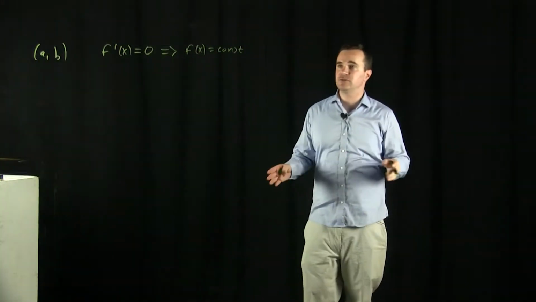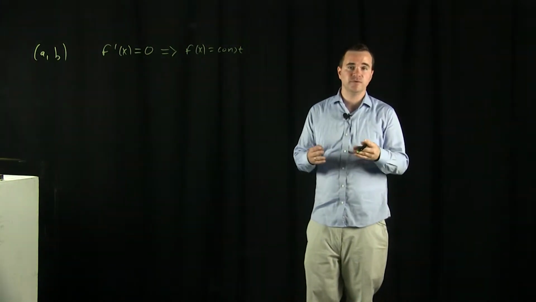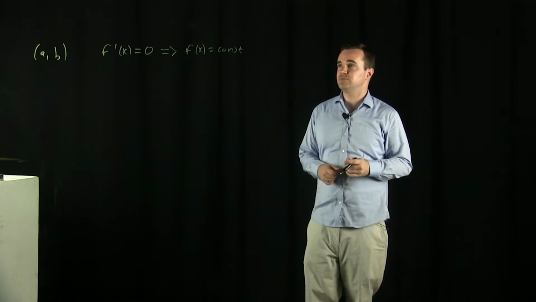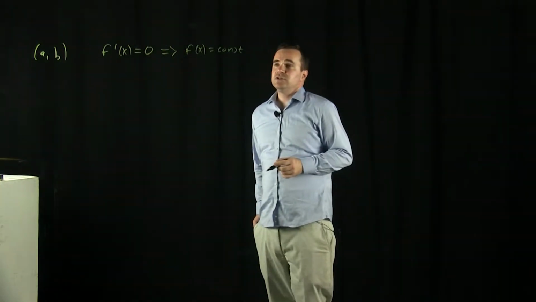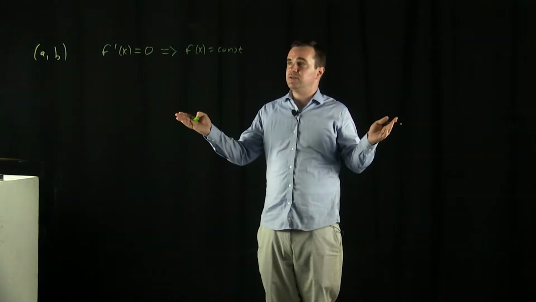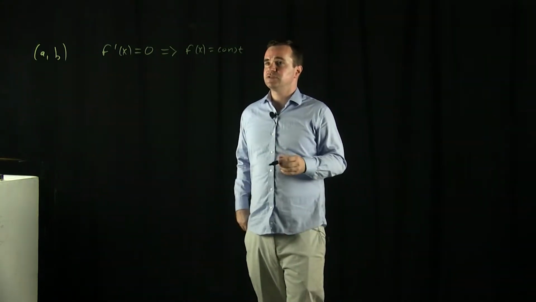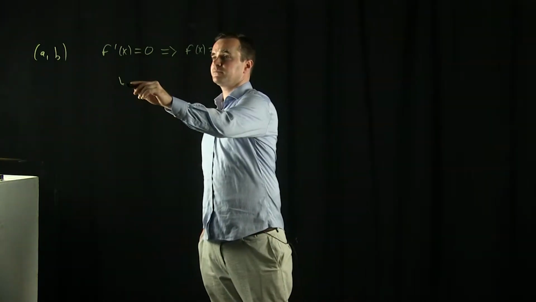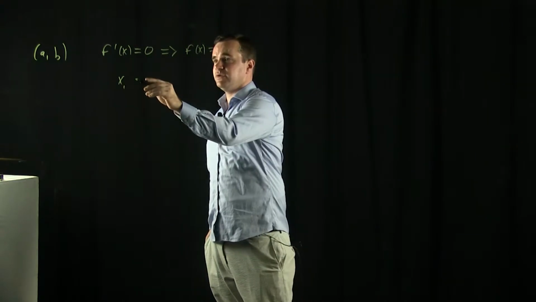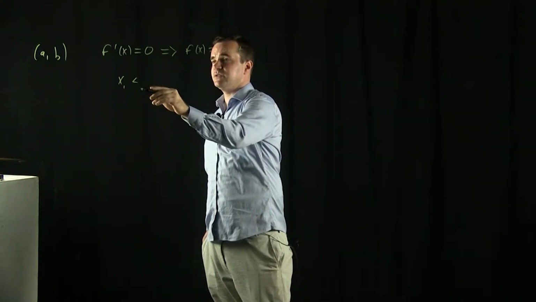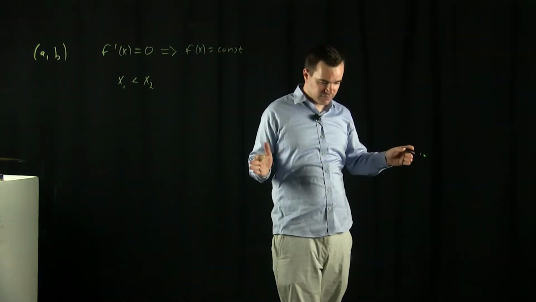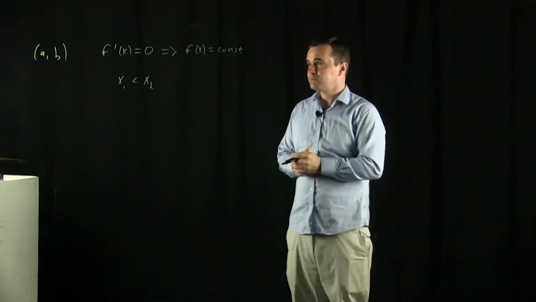So what does this have to do with the mean value theorem? How can we prove this statement? So here's the way that we can do it, and it's actually pretty cool. What you can do is pick any 2 points you want in the interval from a to b. Let's call them x1 and x2. And one of them will be less than the other. Let's call x1 less than x2.